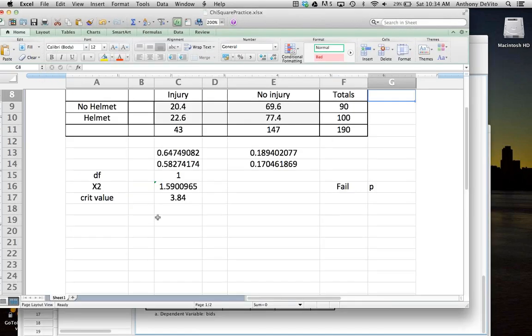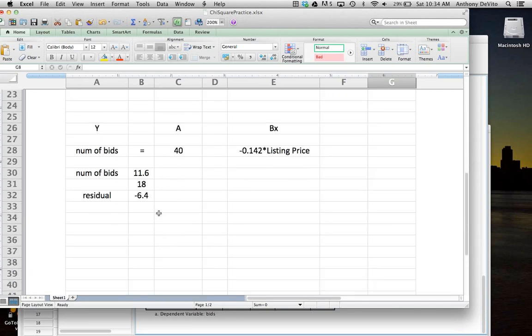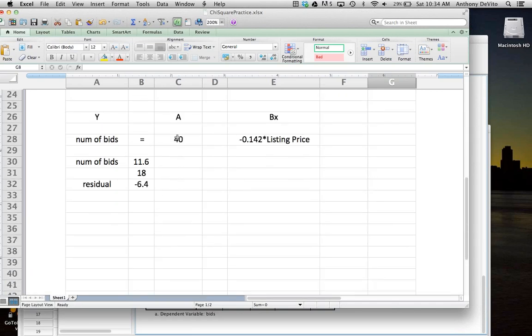I think I might still have it. Do I still have that? Yeah, number of bids is equal to, I rounded to 40, minus 1.42 times the listing price. Okay.